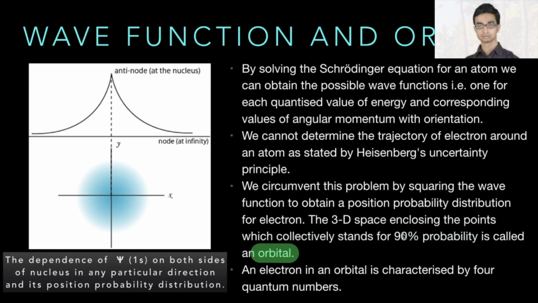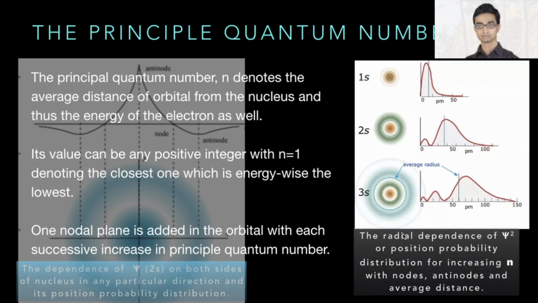An electron in an orbital is characterized by four quantum numbers. The principal quantum number n denotes the average distance of the orbital from the nucleus, and thus the energy of the electron as well. Its value can be any positive integer, with n equals 1 denoting the closest one, which is energy-wise the lowest, most negative, or most stable. One nodal plane is added in the orbital with each successive increase in principal quantum number. We can again invoke our string analogy to appreciate it intuitively.